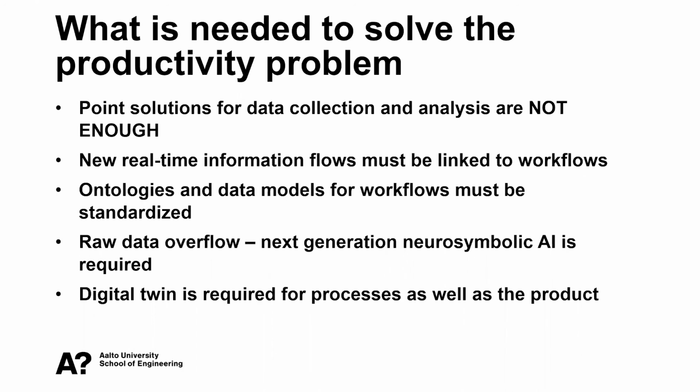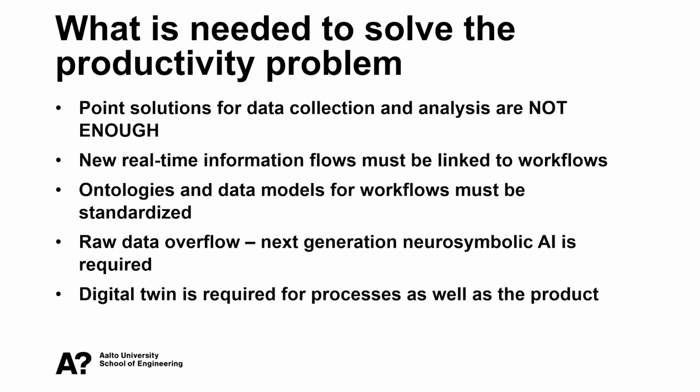Then we have too much raw data coming from all these systems. We need AI systems. Traditional deep learning based AI is not enough because it requires a huge amount of training data, and it typically is a black box system. So we need the next generation neurosymbolic AI, which combines context information with deep learning techniques. So we could utilize, for example, ontologies in order to make better decisions about what the image is about.